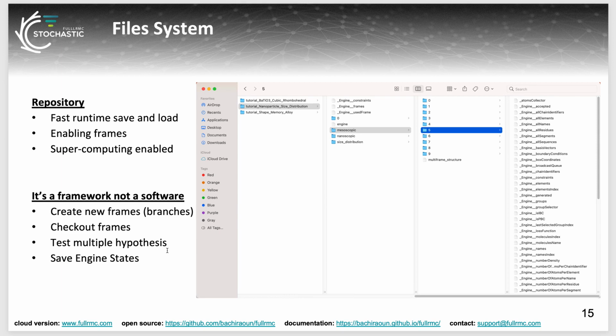So I know maybe we spoke a lot already. What is fullRMC and how is it working? fullRMC, again, it's a framework, and when you save a fullRMC engine in your computer, you're not going to save one file. You're going to save a directory, and this is using a certain repository technology here. So, for example, that's an engine, tutorial nanoparticle size distribution. And those are the files and folders in that engine. And each folder here is a frame, and some frames are multi-frames that contain other frames. All right, we can talk more about that later.